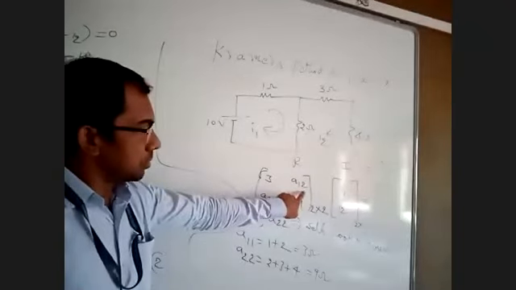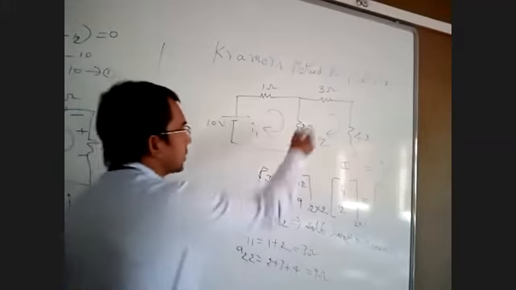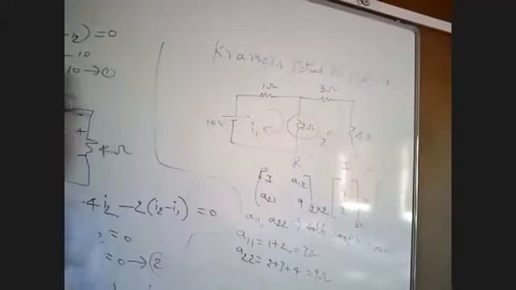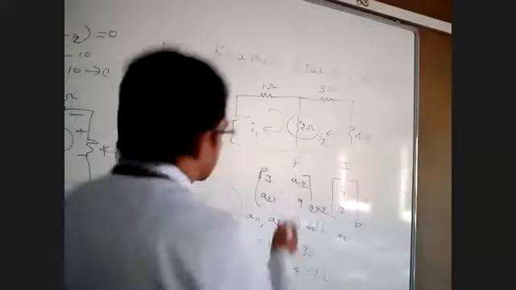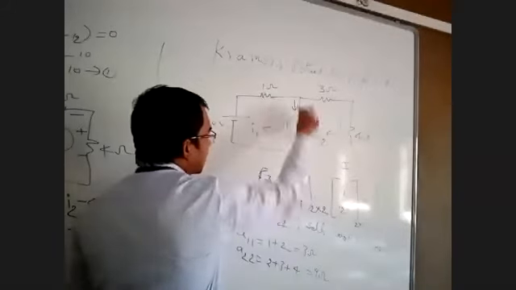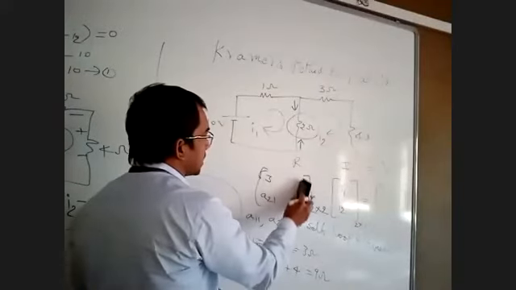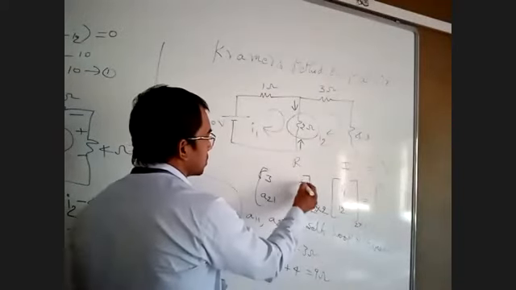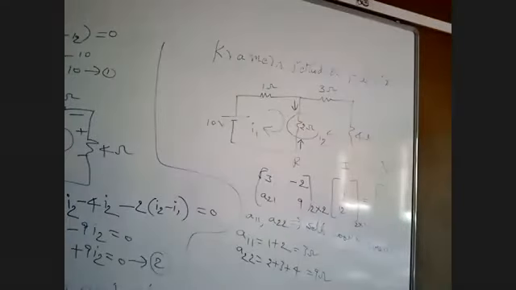Next A12. 1 means first loop, 2 means second loop. The common element between the first loop and second loop is 2. But see here, I1 is in the downward direction, I2 is in the upward direction. Since both are in opposite directions, I am putting minus. If both are in the same direction, it will be plus. Remember that.